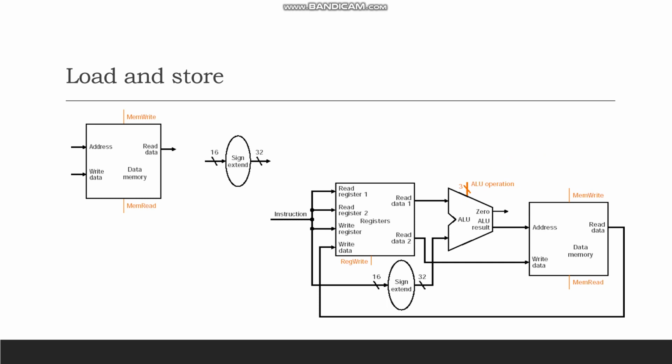Components: data memory, with inputs address (32 bits) and write data (32 bits), output read data (32 bits), and controls MemRead and MemWrite. Sign extend: input is 16-bit data, output is 32-bit data with the sign bit repeated 16 times.